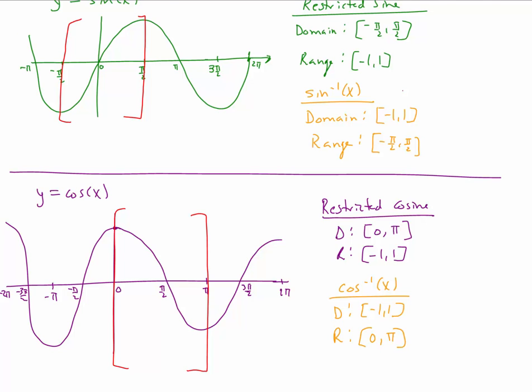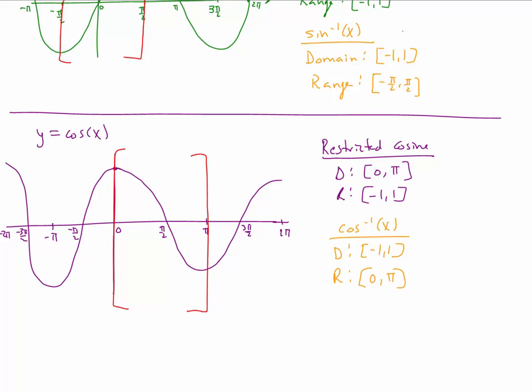Now we'll talk about the meaning of the restricted cosine and the restricted sine as it applies to the inverse sine and cosine a little bit further on. But for now we want to just set up these characteristics of these graphs and these restrictions so they're easy to work with.